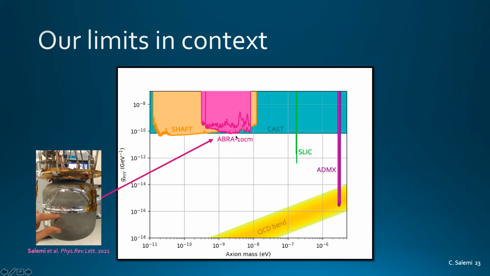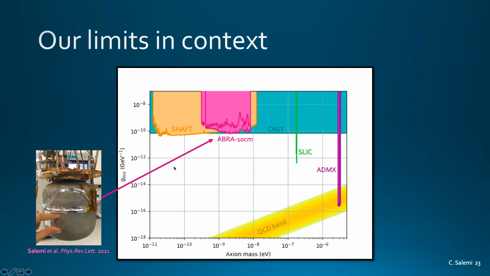So since the first results were released from Abra, a couple of other experiments have come online using the same lumped element detection technique. The SHAFT experiment and SLIC both released results. And so you can see that there's a lot of excitement brewing in the experimental community about actually being able to build experiments looking for axions in this mass range.